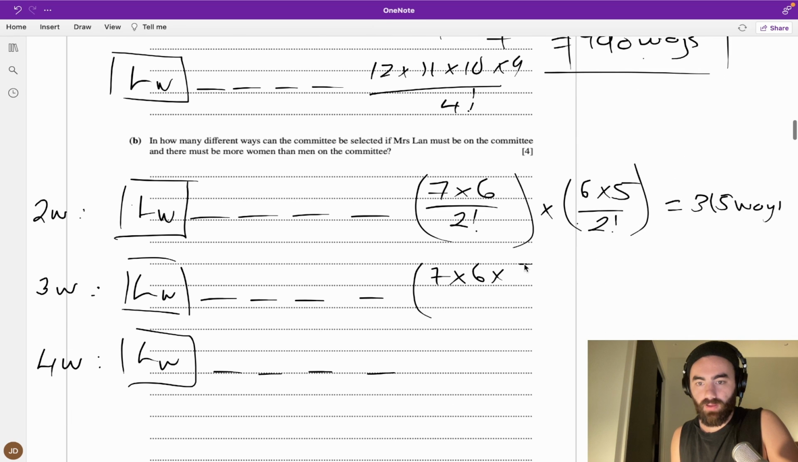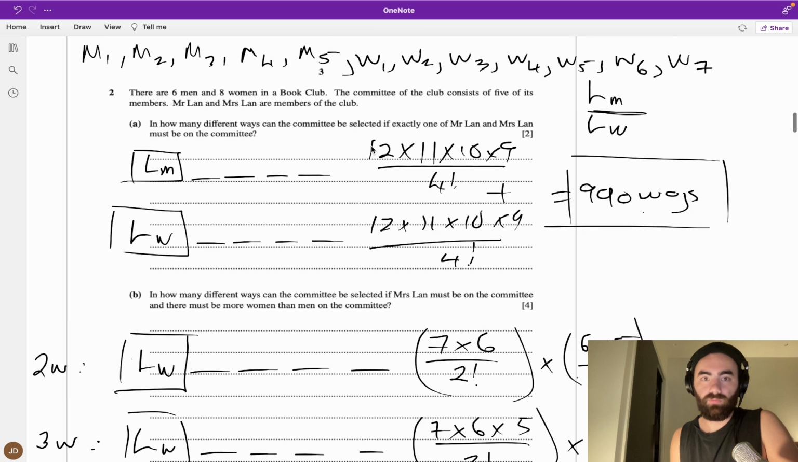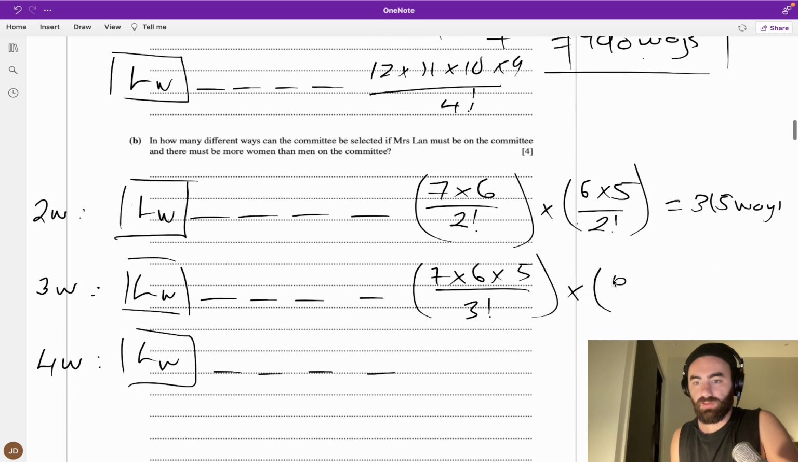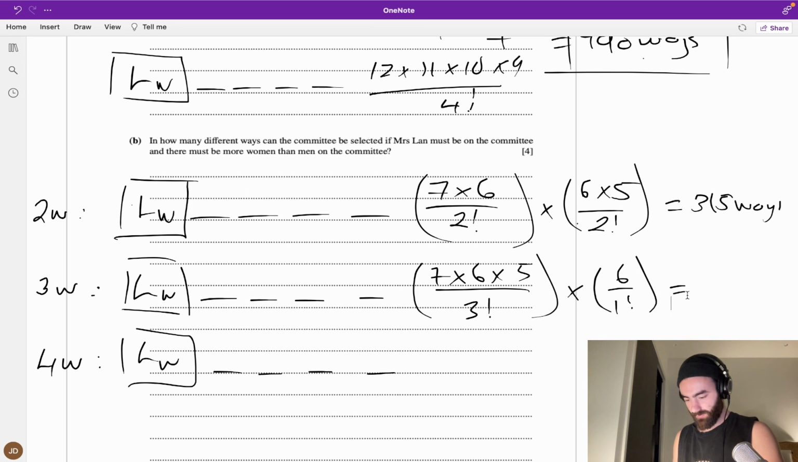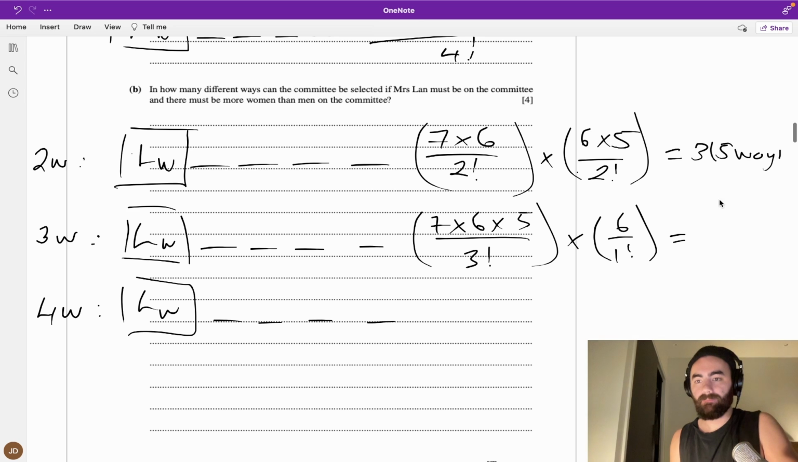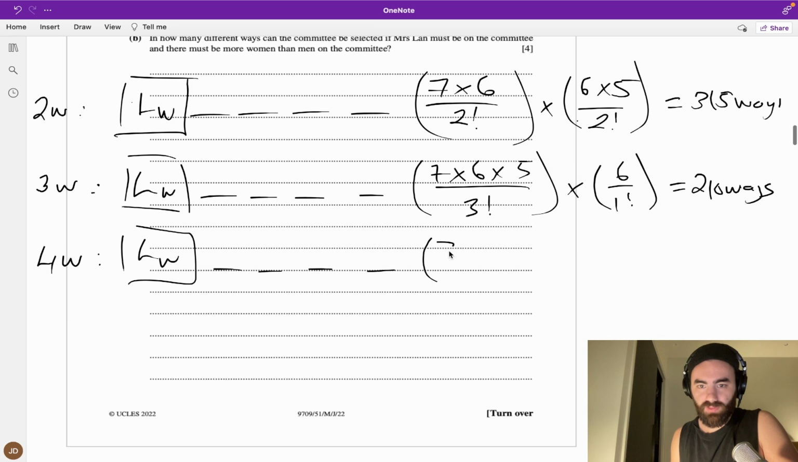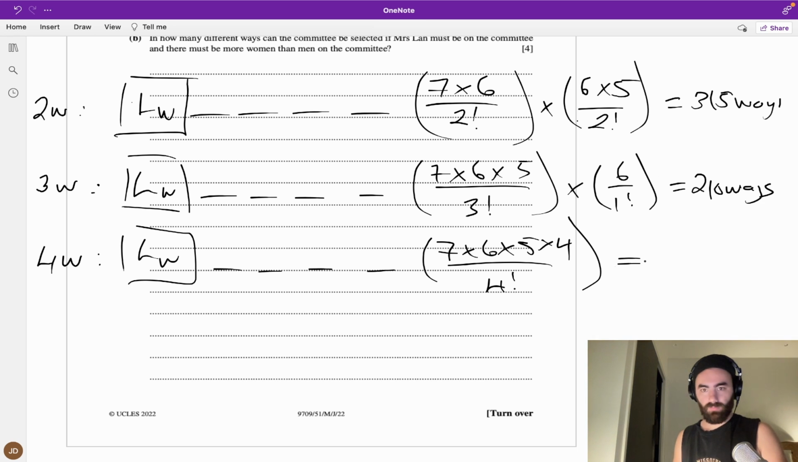And then for 3 women, we're selecting 3 women, so 7 for the first one times 6 times 5 divided by 3 factorial, times 1 selection from 6 men, which will just be 6, or 6 over 1 factorial. That'll be 210 ways. And for 4 women, that'll be 7 times 6 times 5 times 4 divided by 4 factorial, and we have no men, so we don't have to worry about that. That is 35.